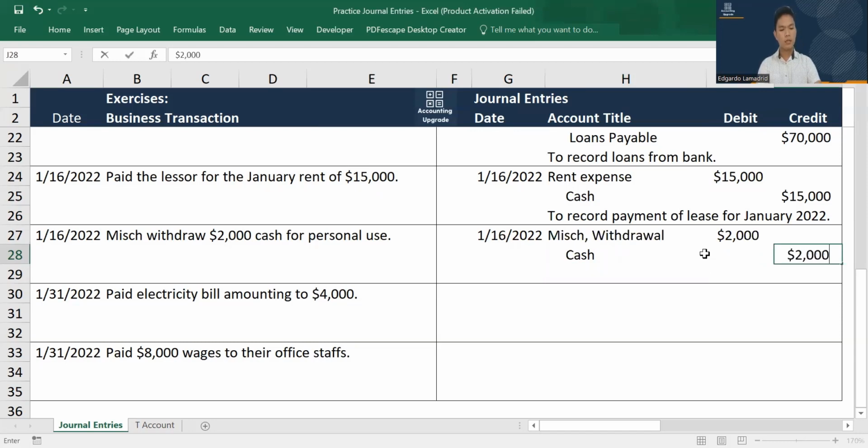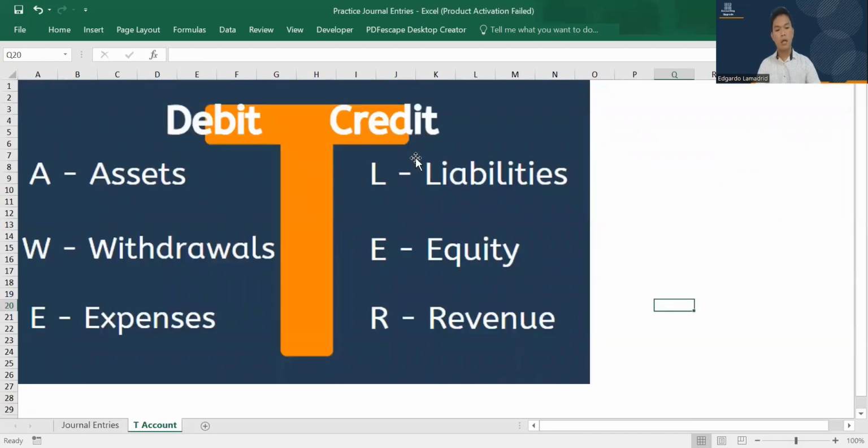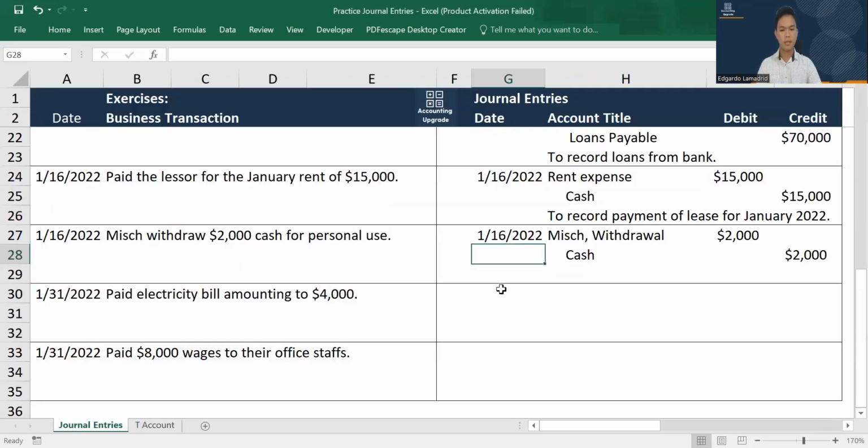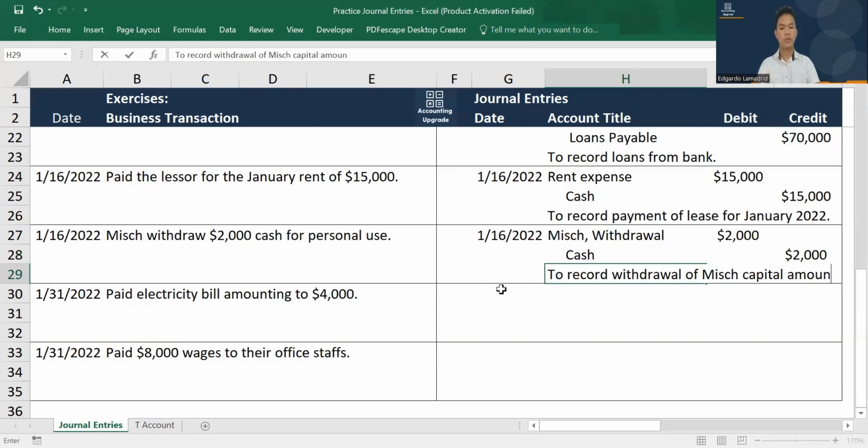And as you can see, the deductions to owner's capital are recorded through debit, and the deduction to asset will be on credit. Okay. So let's put a short description here, which is the record withdrawal of Misch capital amounting to $2,000.